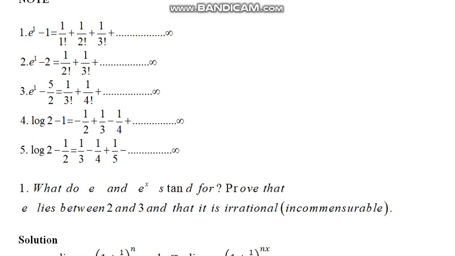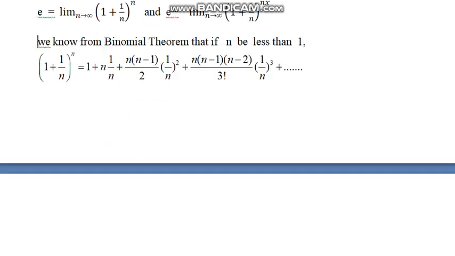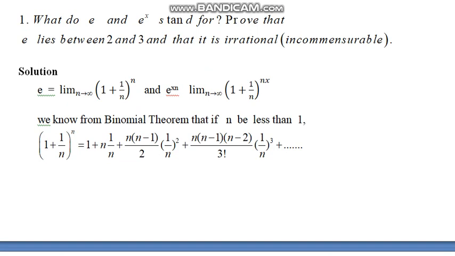So the exponential series: what do e and e power x stand for? Prove that e lies between 2 and 3. So the value of e, we know it lies between 2 and 3, that we need to prove here. Okay, take limit n tends to infinity (1 plus 1 by n) to the power n, and e power x means limit n tends to infinity (1 plus 1 by n) to the power nx.